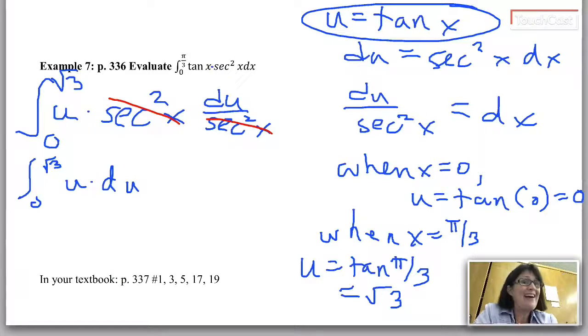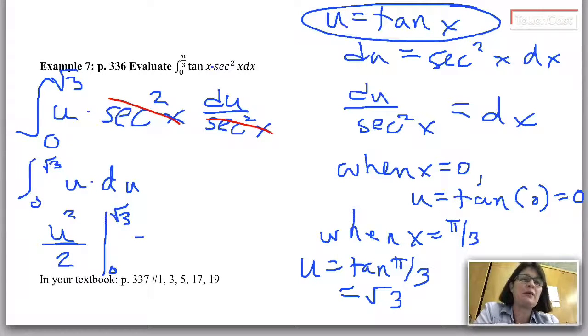Okay, so can I find an antiderivative for u? Well, that's u to the first. I'm going to use the reverse power rule. u to the new exponent is going to be 1 bigger than the old exponent. Divide by the new exponent. And I'm going to evaluate that from 0 to radical 3.